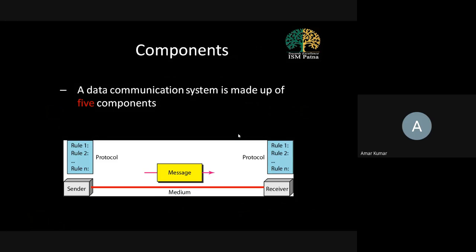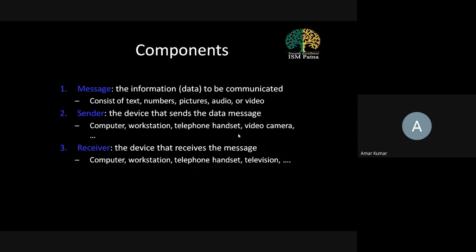Definitely it is protocol, sender, message, medium, and the receiver. So these are the 5 components of a data communication system. If the protocol is not proper, data communication will not be established in a proper way, we can say.